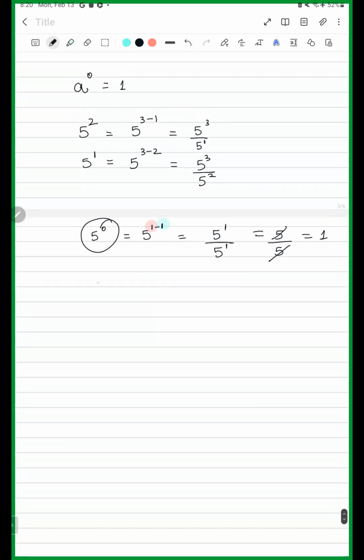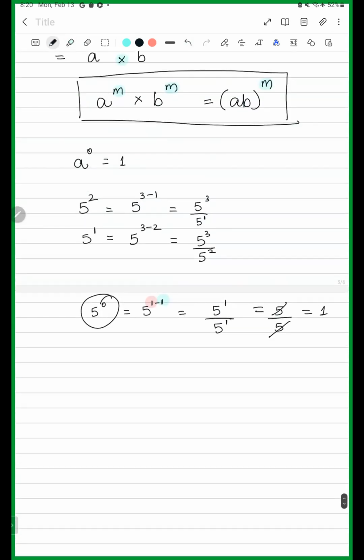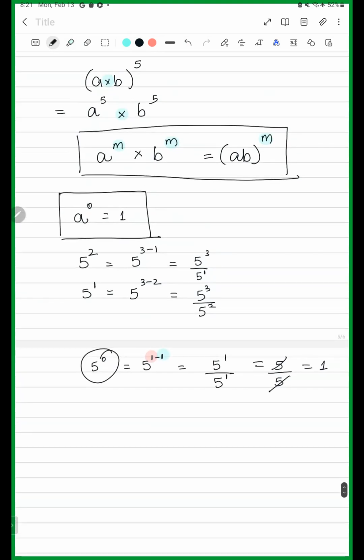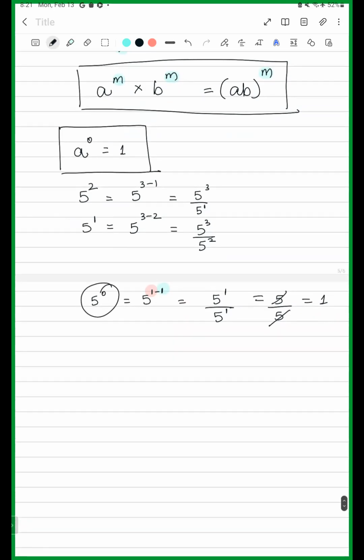Okay, so this is your third law, actually fourth, that a to the power 0 is 1. Anything, कोई सा भी नंबर हो आपके पास, कितना भी बड़ा नंबर हो, अगर उसकी पावर 0 है तो it gives you 1. ठीक है? We have 8 laws, right? ठीक है, अब नेक्स्ट पे आते हैं.